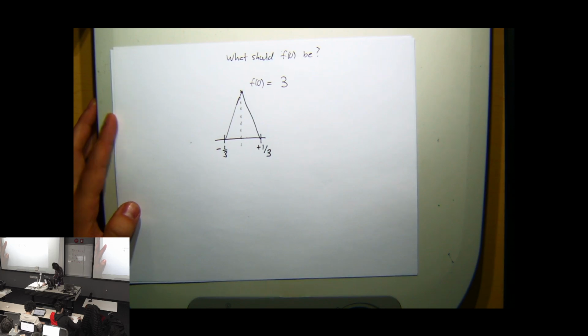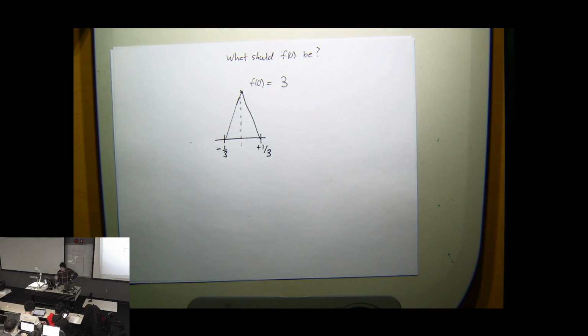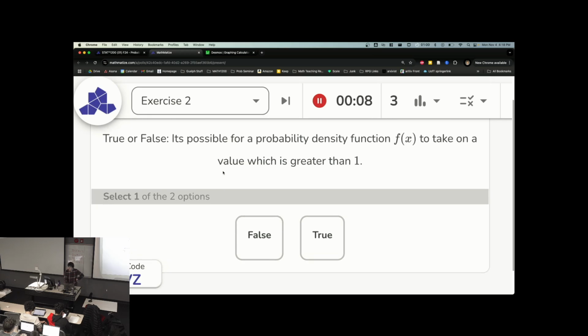And this gets me quite puzzled, because probabilities are supposed to be less than 1. And yet I got f of 0 equals 3, which leads to an interesting philosophical conundrum that we must resolve. And that is, can you have a value which is greater than 1? True or false? It is possible for a probability density function f to take on a value which is greater than 1. We'll have you put in your answers, and maybe we'll do a dramatic reveal exactly at 4:20, which is when dramatic things happen. And then we'll take up the answer next time.